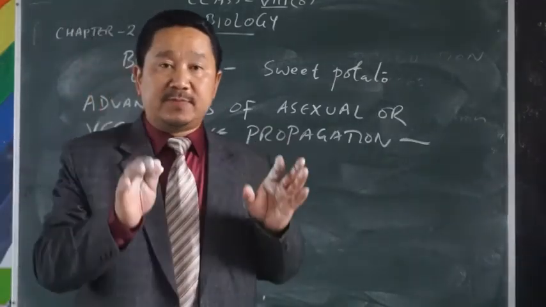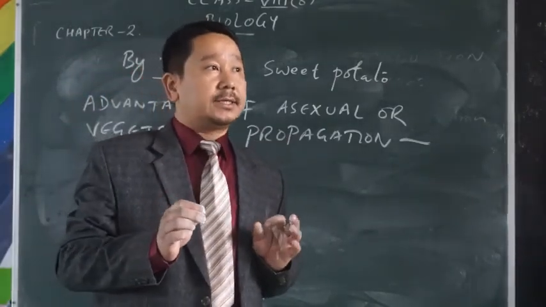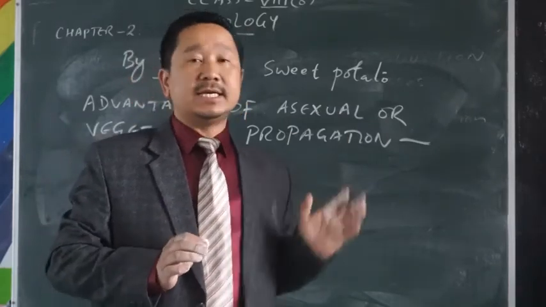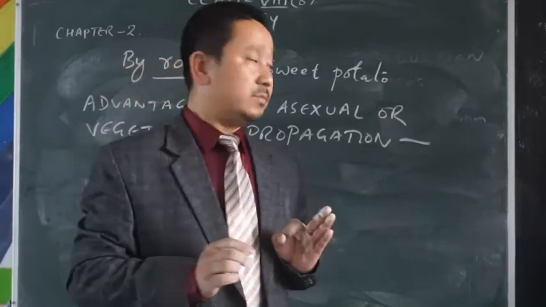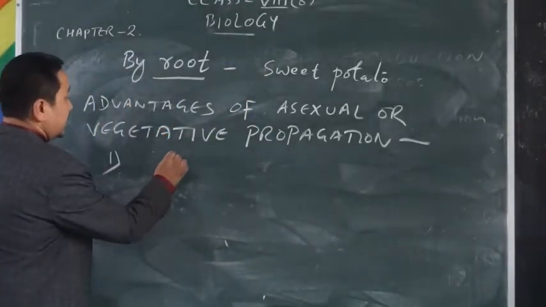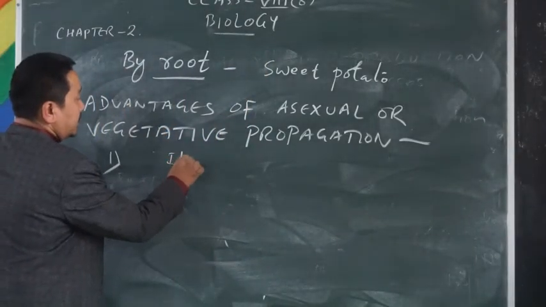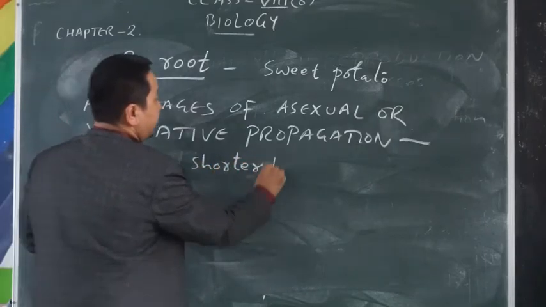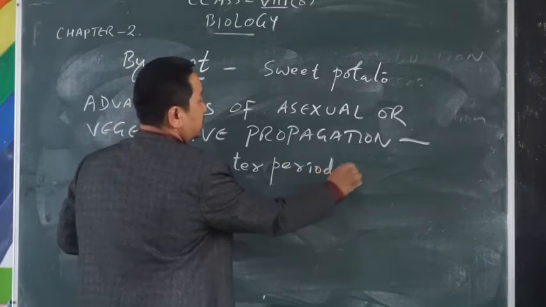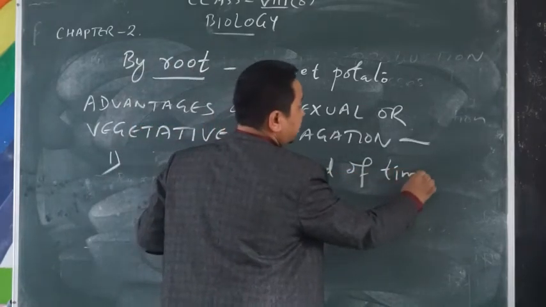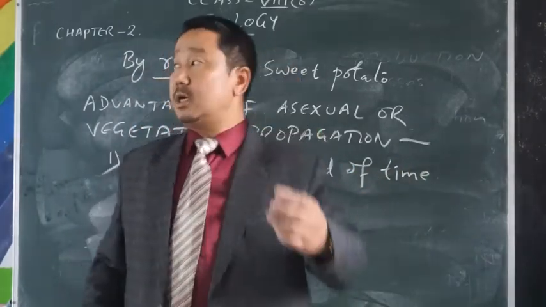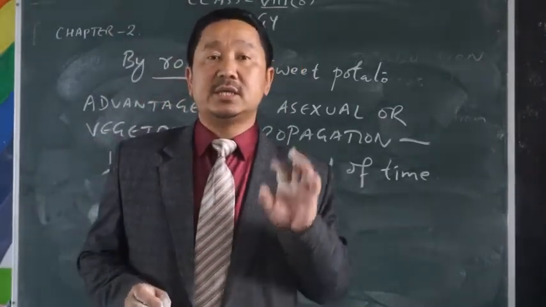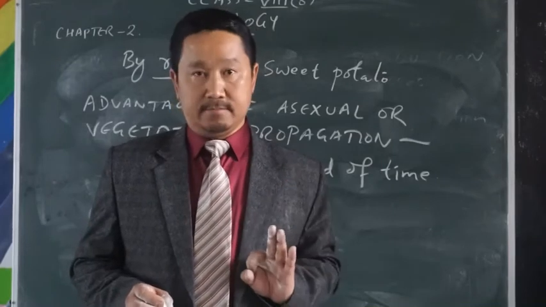Number one, this vegetative propagation can be done in a shorter period of time. That means it takes a shorter period of time compared to sexual reproduction. This asexual reproduction needs a short period of time.